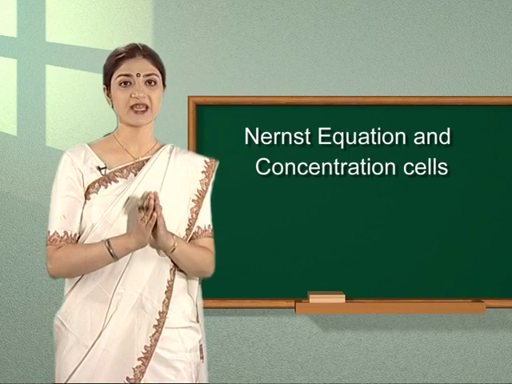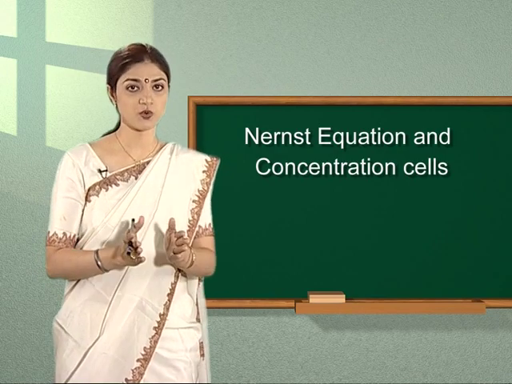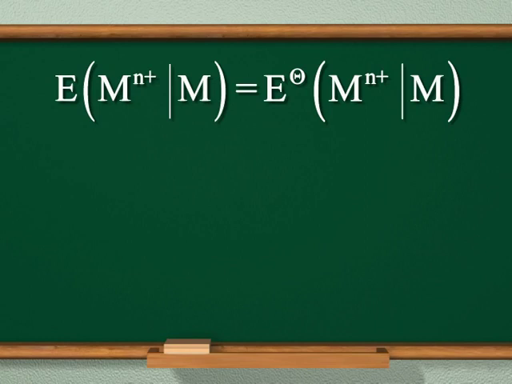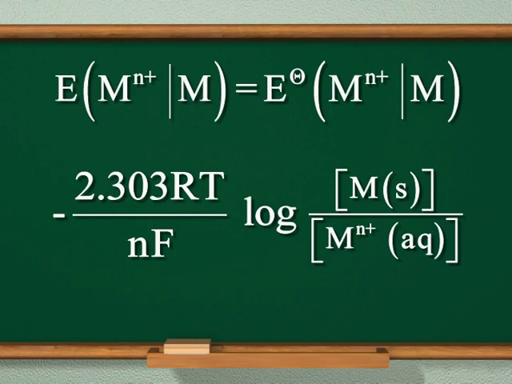But concentration of solid M is taken as unity. So we have the next equation shown on the screen, which shows electrode potential under given conditions is equal to electrode potential under standard conditions minus 2.303 multiplied by R multiplied by temperature divided by number of electrons involved in the reaction multiplied by F multiplied by log of molar concentration of the metal divided by molar concentration of ions. To convert natural log to the base 10, we multiply with 2.303.